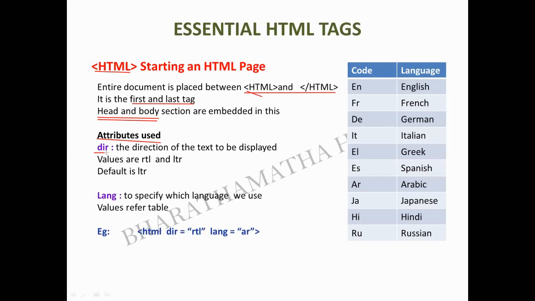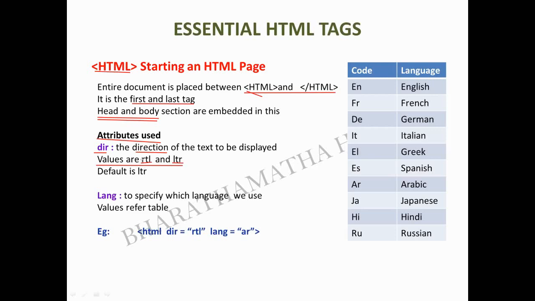So DIR. DIR means direction, written in short as DIR. Is it clear? DIR means the direction of the text to be displayed. What is the importance of this direction? The values are written as RTL and LTR.